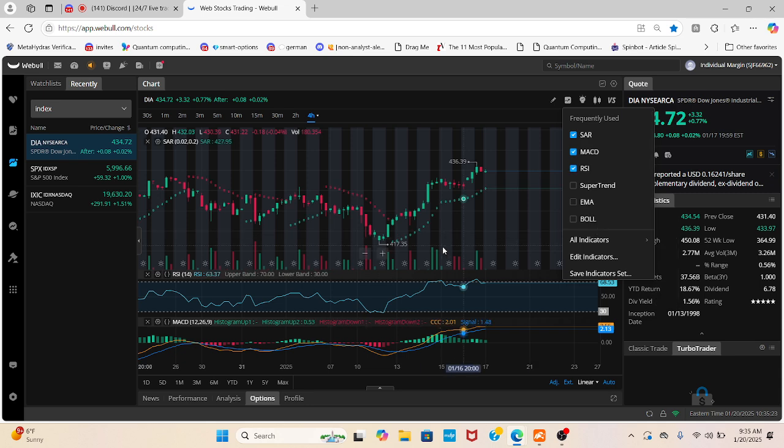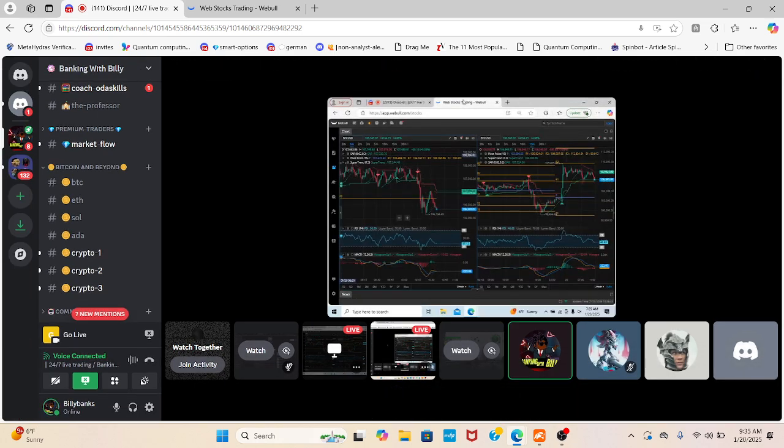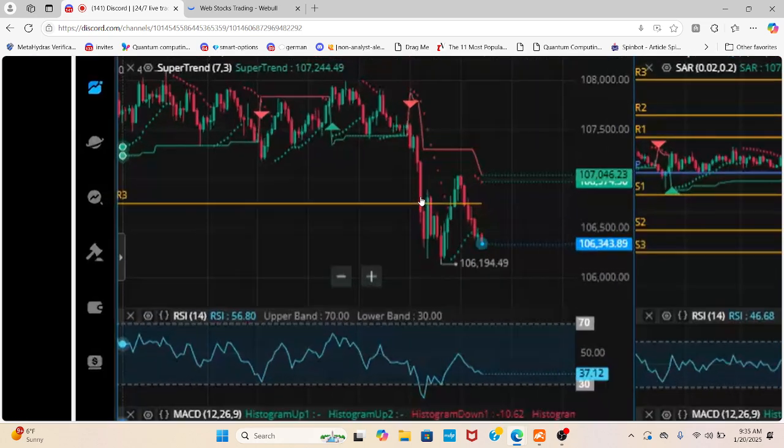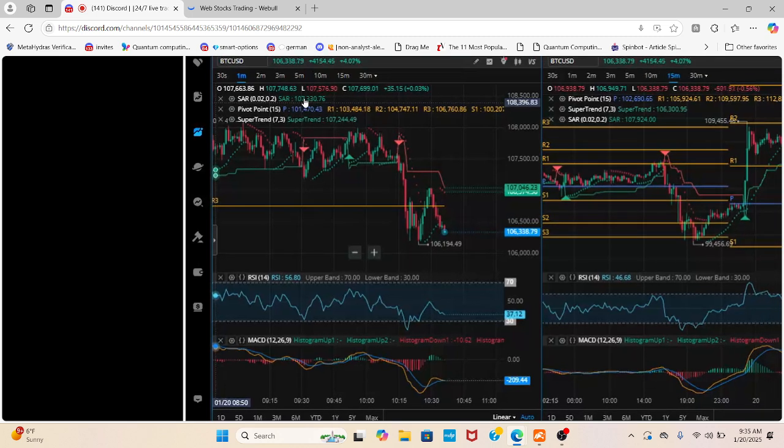Like, for example, your SAR. It'll show you when to stop and reverse. Like if you are over there using our Bankability Live scanner, you can still use your RSI and MACD on there. And this is for 1 minute chart trades off of Bitcoin. You know how volatile Bitcoin is.